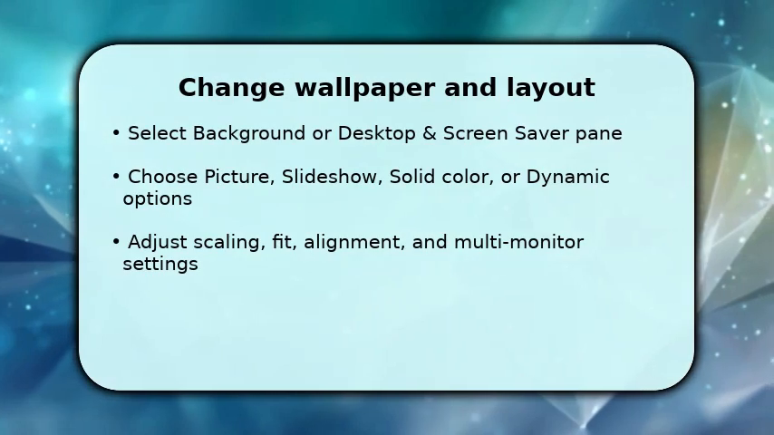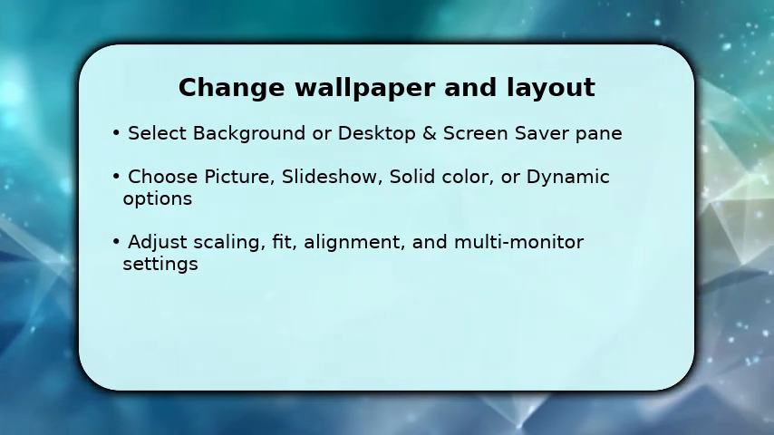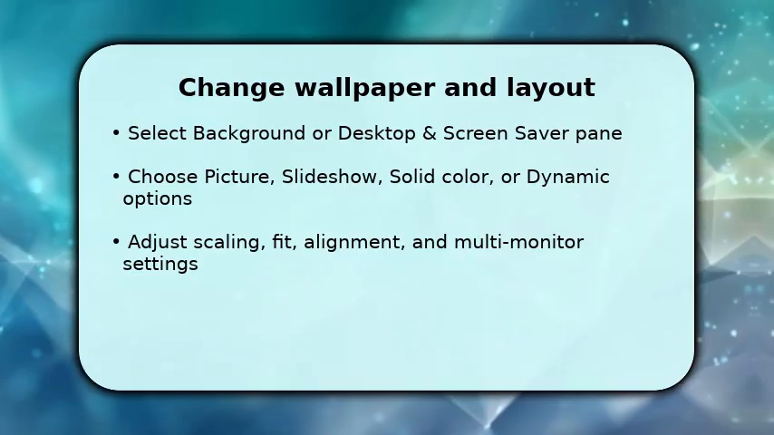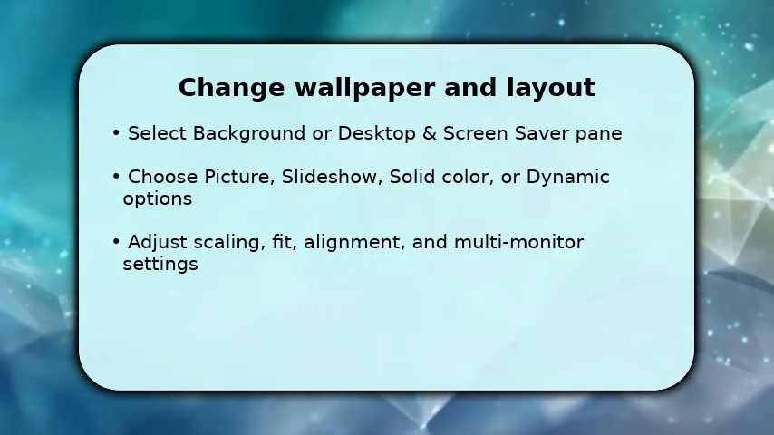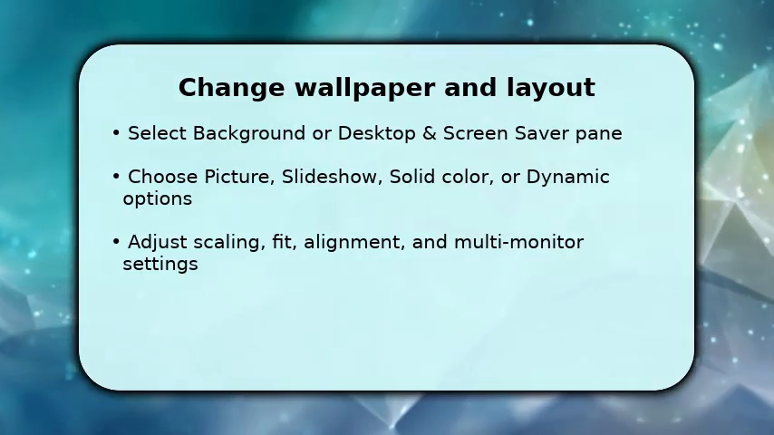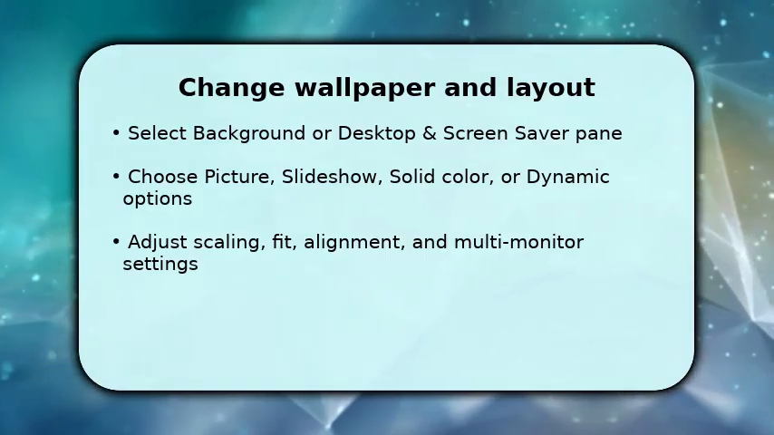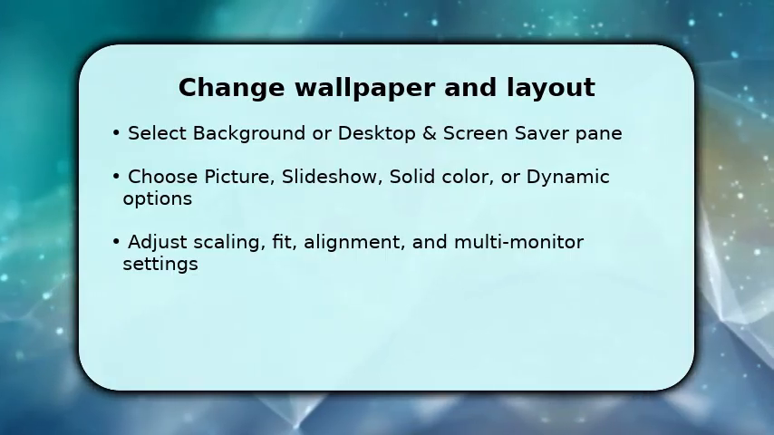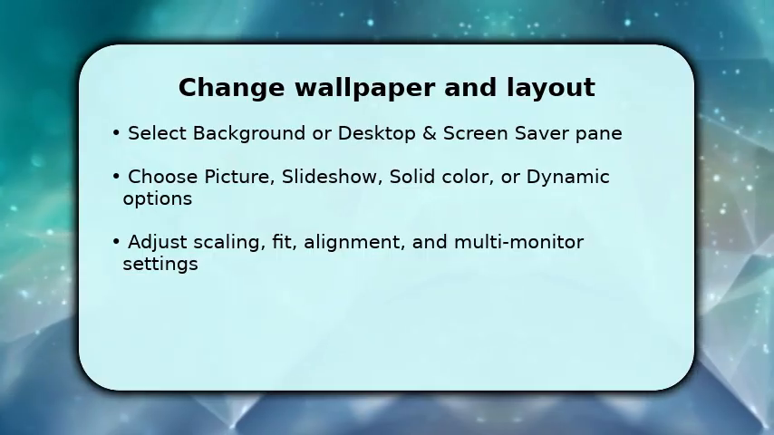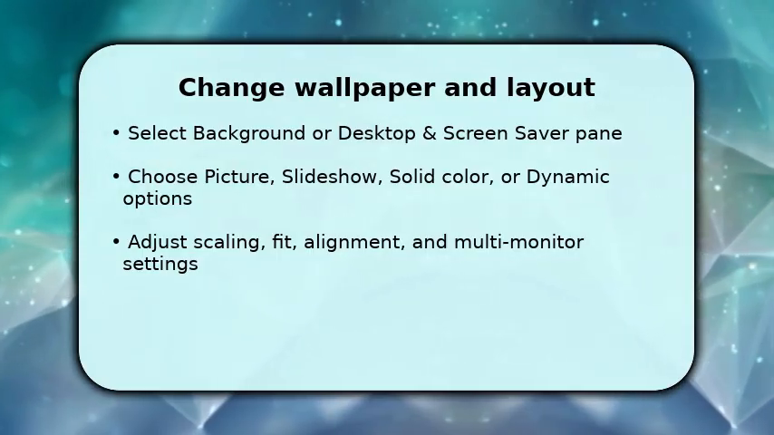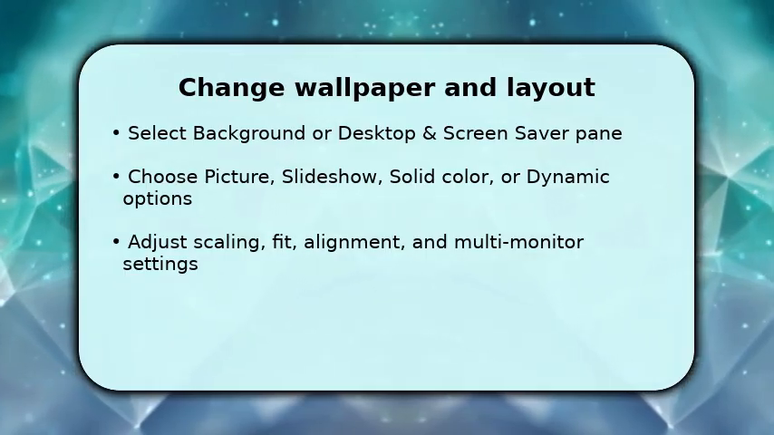Now change the visual elements. Go to Background or Desktop and Screensaver. You can pick a single picture, a slideshow folder, a solid color, or dynamic/text-to-picture features. Choose the file or folder, then set how it fits the screen: fill, fit, stretch, center, and configure per monitor options if you use multiple displays. Also adjust icon spacing and grid alignment if needed. Make these choices deliberately so your home screen looks consistent across resolutions and orientations.